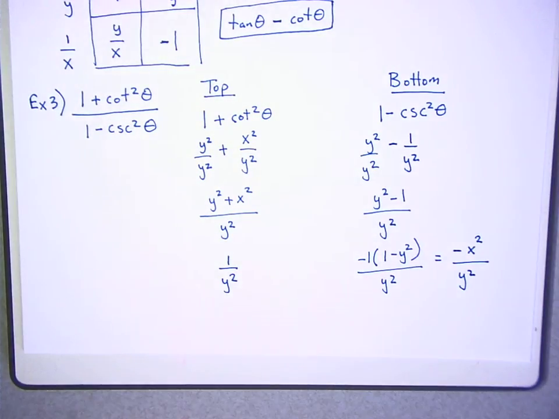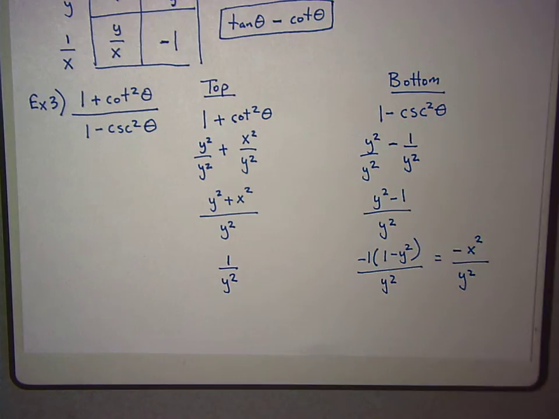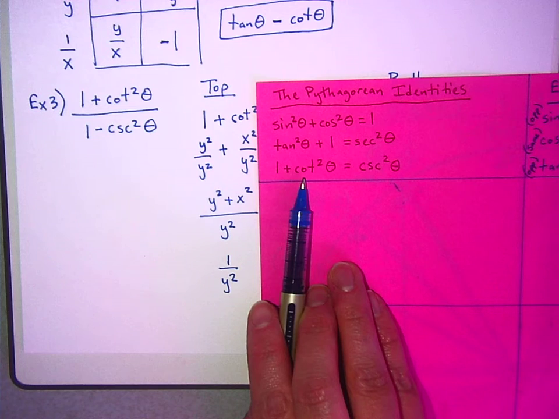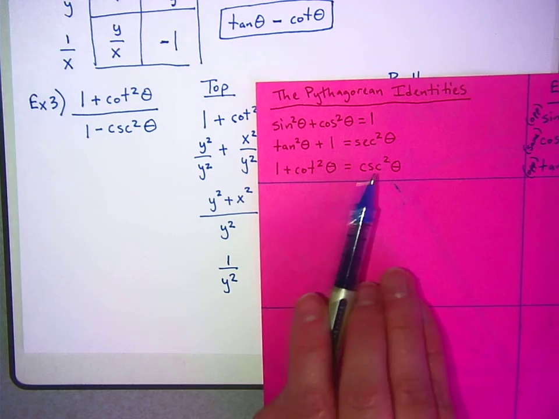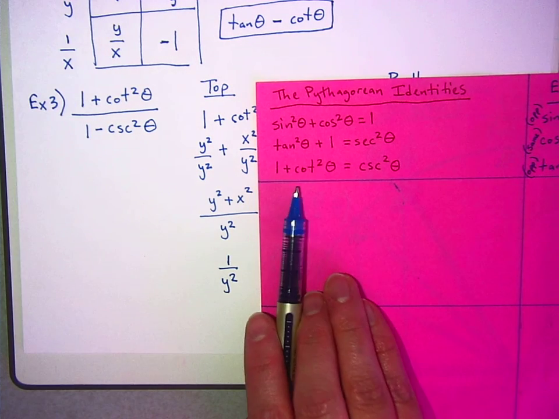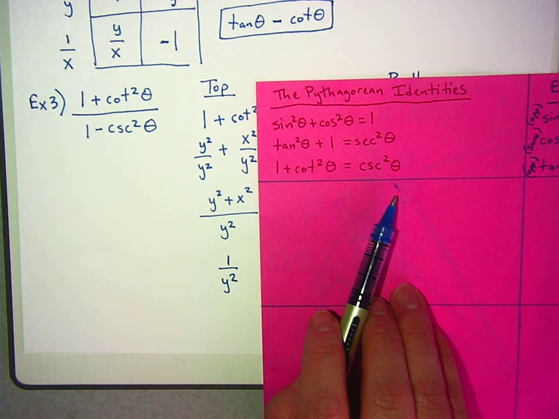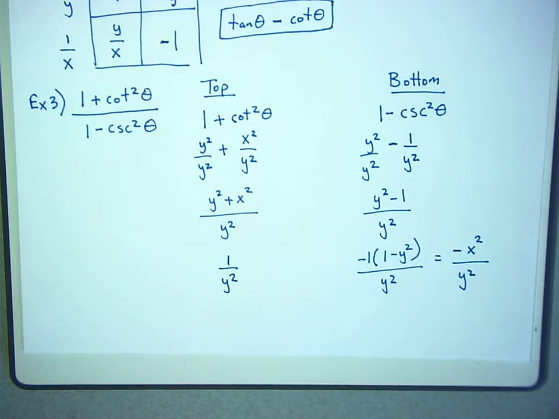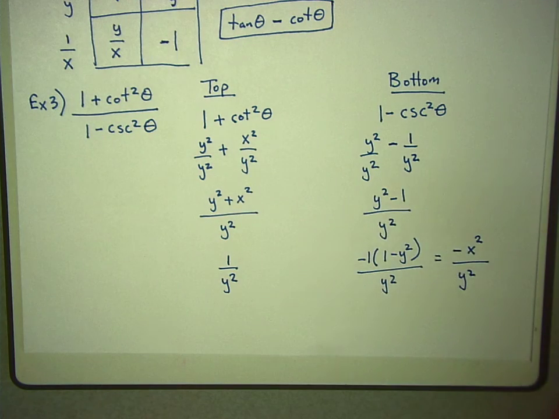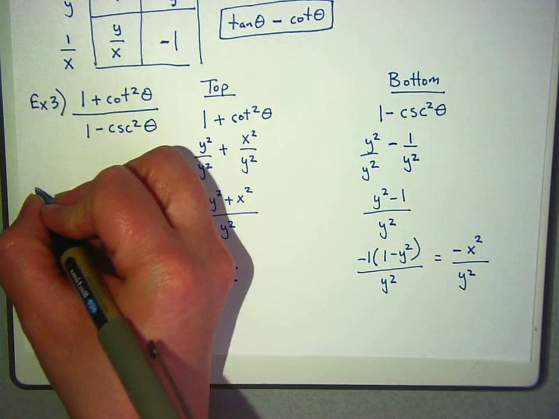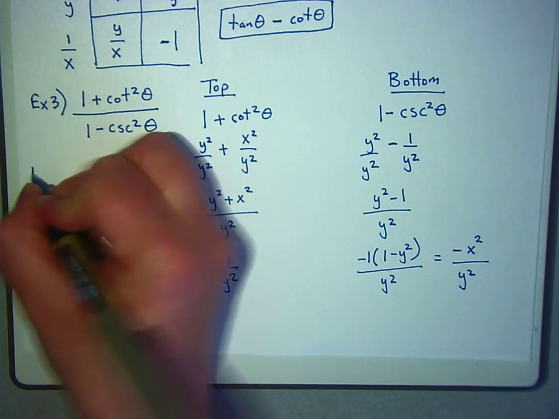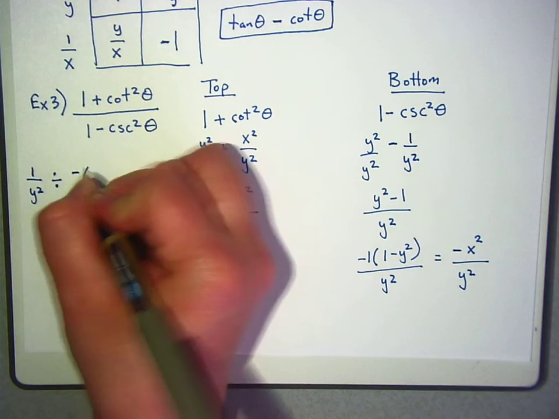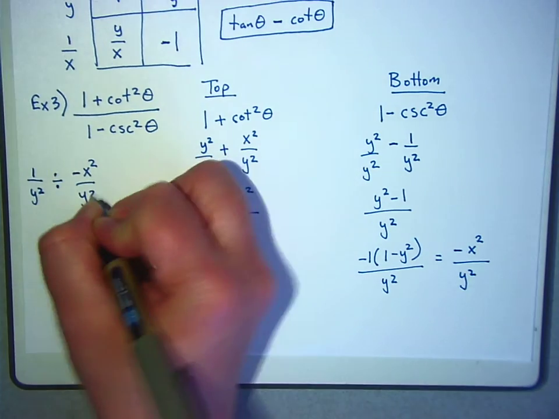You also, like Crystal suggested earlier, could have put together that cotangent squared is the same thing as, well, if you had cosecant here, and you subtracted cotangent over there, you would have ended up with negative cotangent squared, and you could have just done it directly, but it always works to do it this way. And now we need to divide these two. So now my final step, I'm going to do it over here. This is 1 over y squared divided by a negative x squared over y squared.